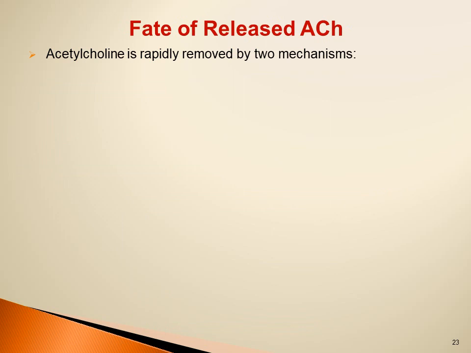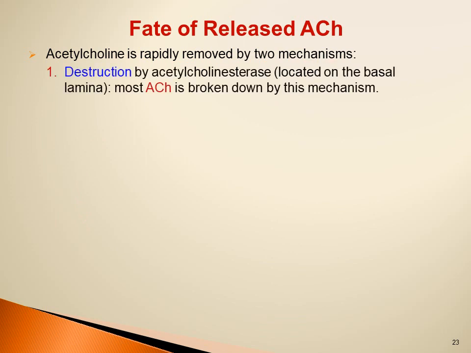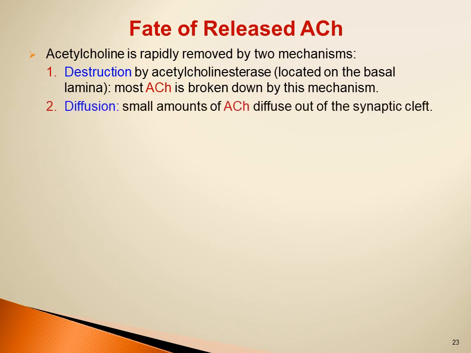Now, what is the fate of released acetylcholine? What happens to acetylcholine once it is released from the synaptic vesicles into the synaptic cleft? Acetylcholine is rapidly removed by two mechanisms. The first one, the most common one, is destruction by the enzyme acetylcholinesterase that is located on the basal lamina in the synaptic cleft. Most acetylcholine is broken down by this mechanism. Another mechanism that has a minor role is diffusion. Small amounts of acetylcholine diffuse out of the synaptic cleft.